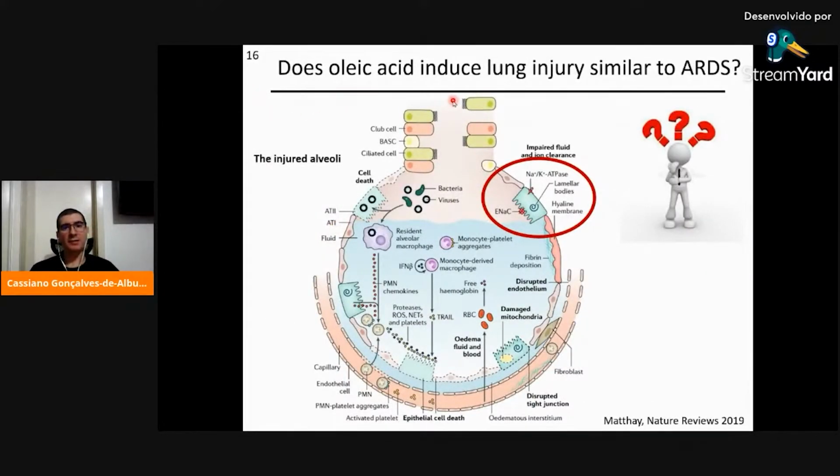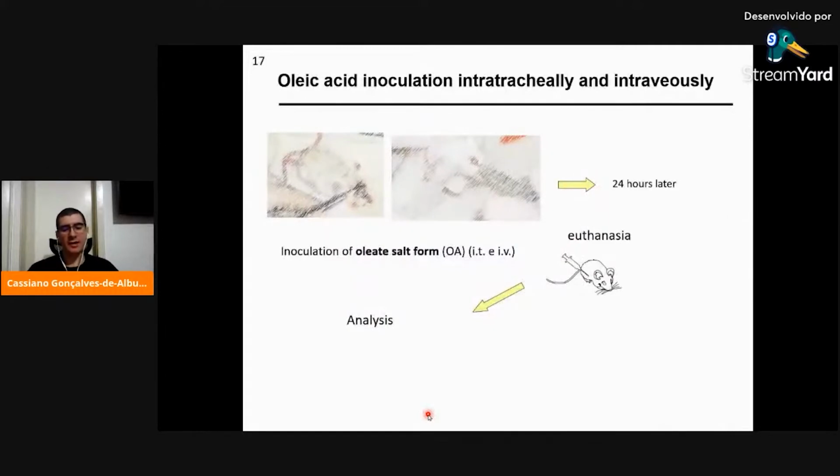We ask, does oleic acid induce lung injury similar to ARDS? In fact, it is able to inhibit fluid clearance, but would it also induce inflammation with inflammatory mediator production, cell recruitment, and cell death? To answer that, we inoculated oleic acid by two routes in the mouse, intravenously and intratracheally. Oleic acid was injected in salt form, which represents the physiologic form. And 24 hours later, we killed the animals and analyzed the lungs.